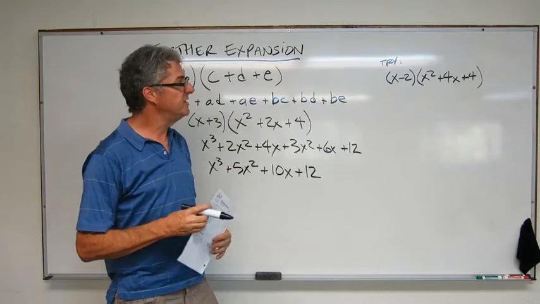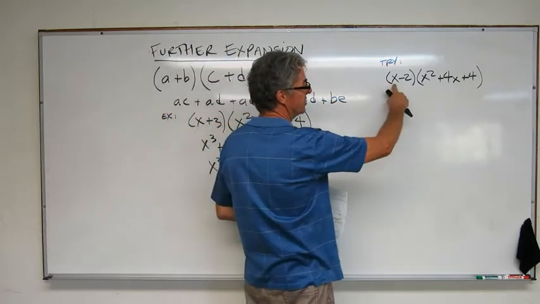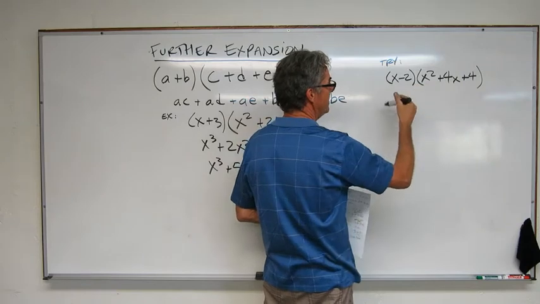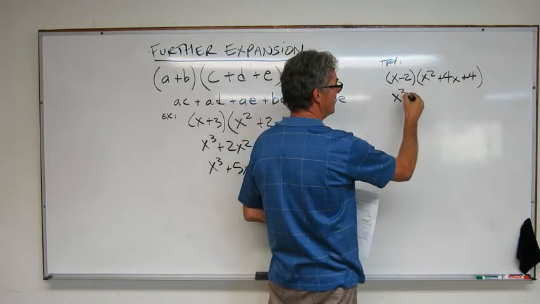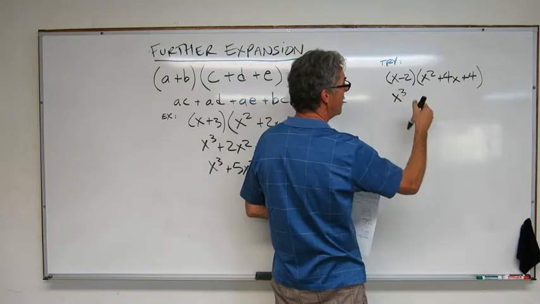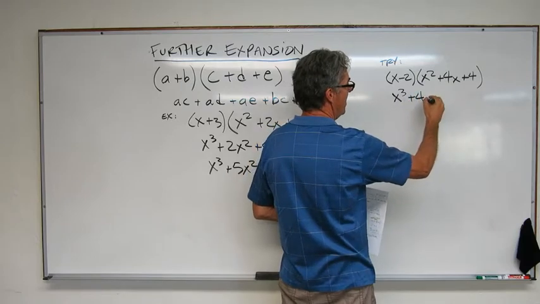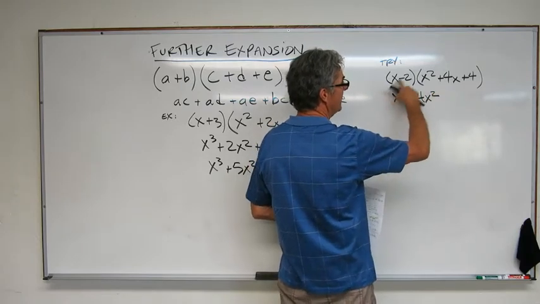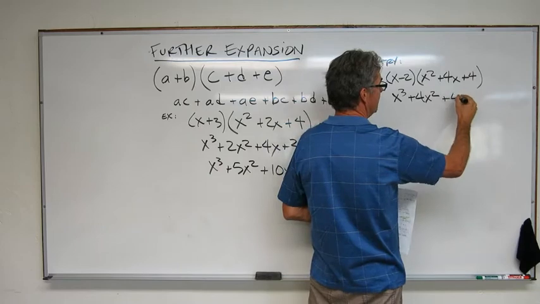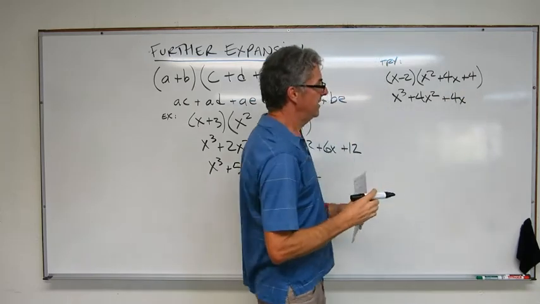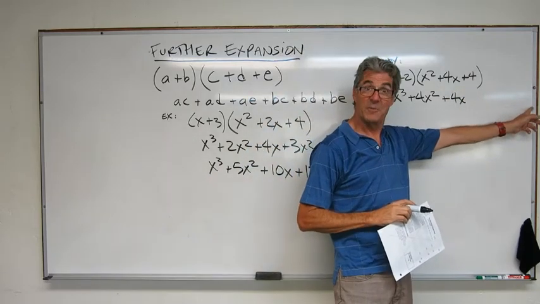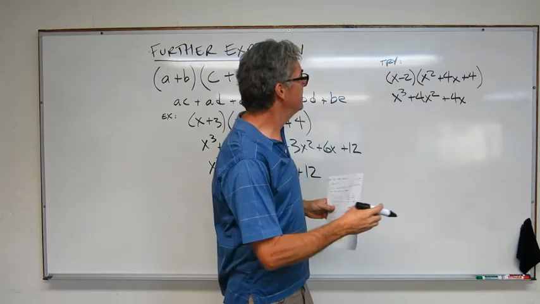Okay, let's see how you did. First terms, x times x squared, that just gives me x to the third. X times 4x gives me 4x squared. And x times 4 gives me 4x. Now I'm going to run out of room here, so I'm going to write a little bit smaller. Hopefully it's legible for you.